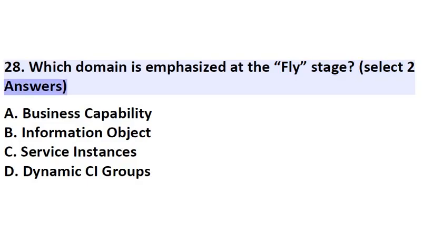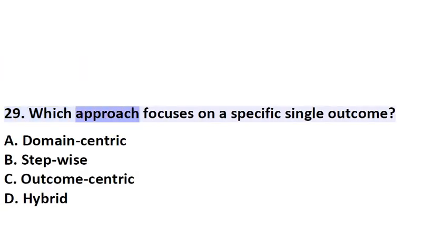28. Which domain is emphasized at the fly stage? Select 2 answers: A. business capability, B. information object, C. service instances, D. dynamic CI groups. Answer: A and B. 29. Which approach focuses on a specific single outcome?